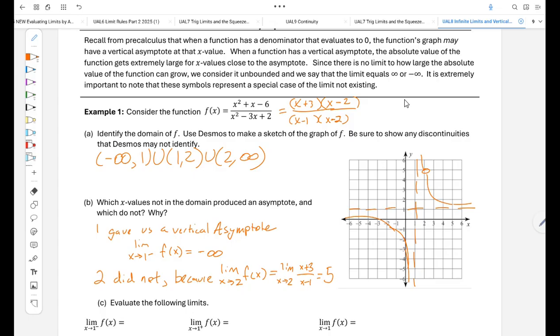If I ask you for the limit as x approaches 1, if I said 1 overall, you'd be saying does not exist because we don't have matching infinities. But 1 left gives you negative infinity and 1 right gives you positive infinity. And because of that, you know the graph has an asymptote. That's the main idea of today's lesson.